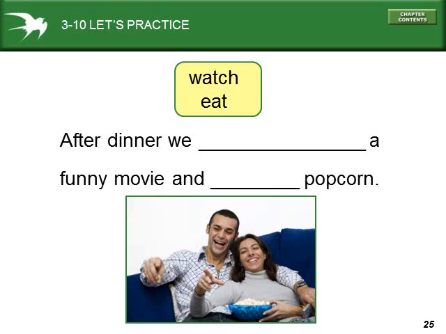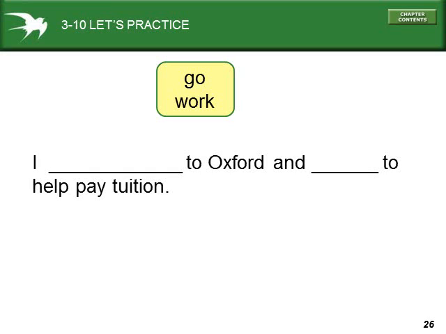After dinner, and these ones are in the future. After dinner, we are going to watch a movie and eat popcorn. So here, I am going to go to Oxford and work to help pay tuition. Okay, so these are the examples.